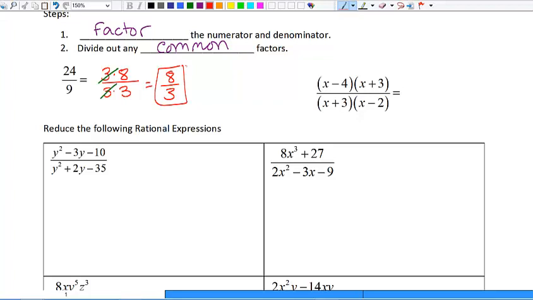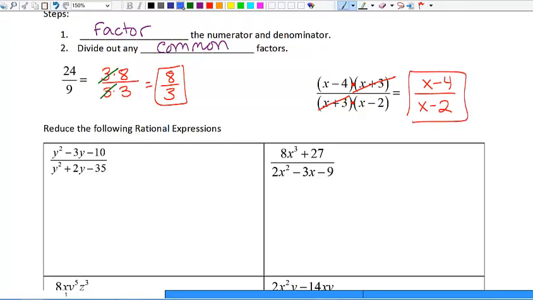On the next problem, notice it's already factored out. So there is already a multiply sign in the numerator and a multiply sign in the denominator. Because there is a multiply sign between the two parentheses, that means I can simply divide out any common factors, the entire parentheses x plus 3 in the numerator and denominator, and I'm just left with x minus 4 over x minus 2. That is my final answer. You can put parentheses around the numerator and denominator, or you actually don't really have to. Either way is fine by me.